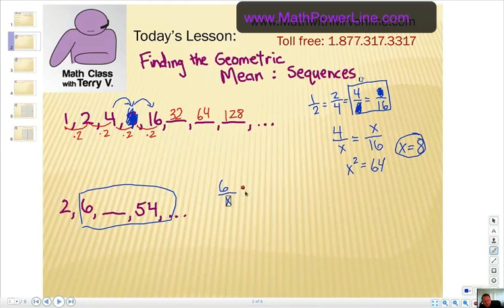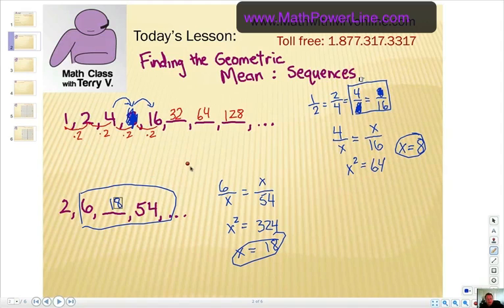So I'm going to say the geometric mean between 6 and 54 creates this proportion. I'm going to cross multiply. Six times 54 is 324. Now if I'm going to go ahead and take the square root of both sides, that would give me 18. Now when we put that in there, let's see if it makes sense. It does follow the pattern. 6 times 3 is 18. 18 times 3, you'll see, is 54.